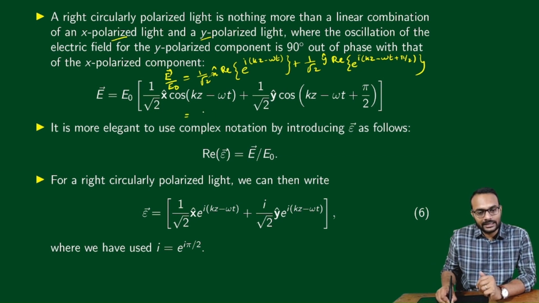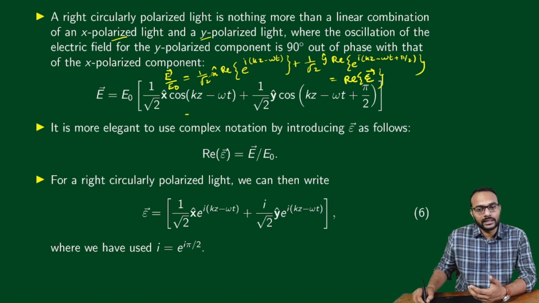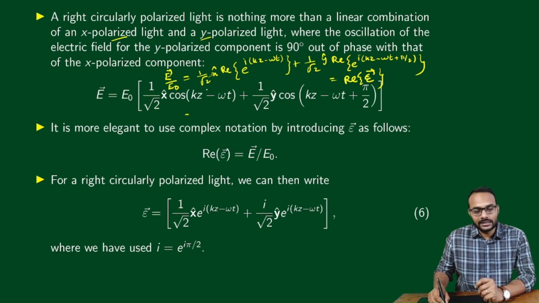So this is equal to the real part of a complex vector, which we'll write as the epsilon vector. What is the epsilon vector? It is this complex vector given by 1 by root 2 x hat e raised to i(kz minus omega t) plus 1 by root 2 y hat e raised to i(kz minus omega t plus pi by 2).